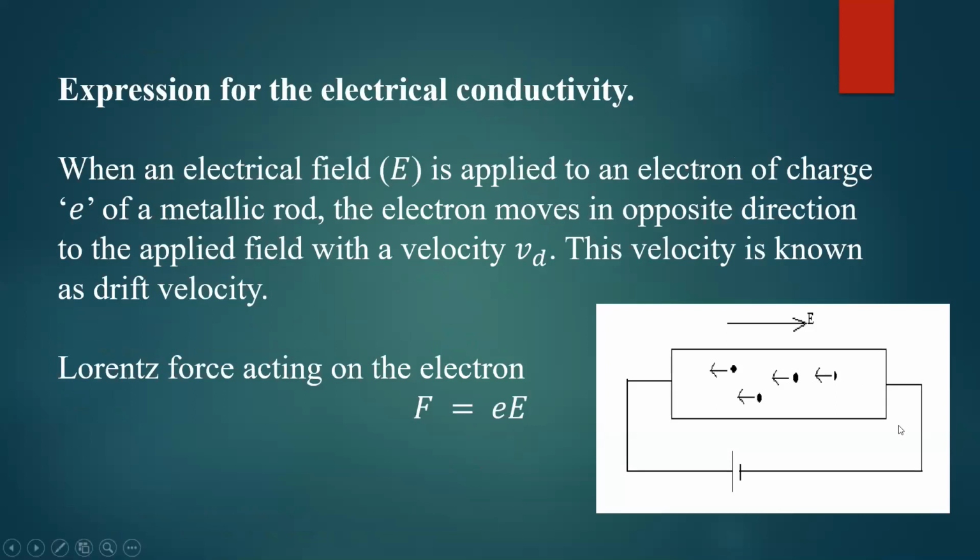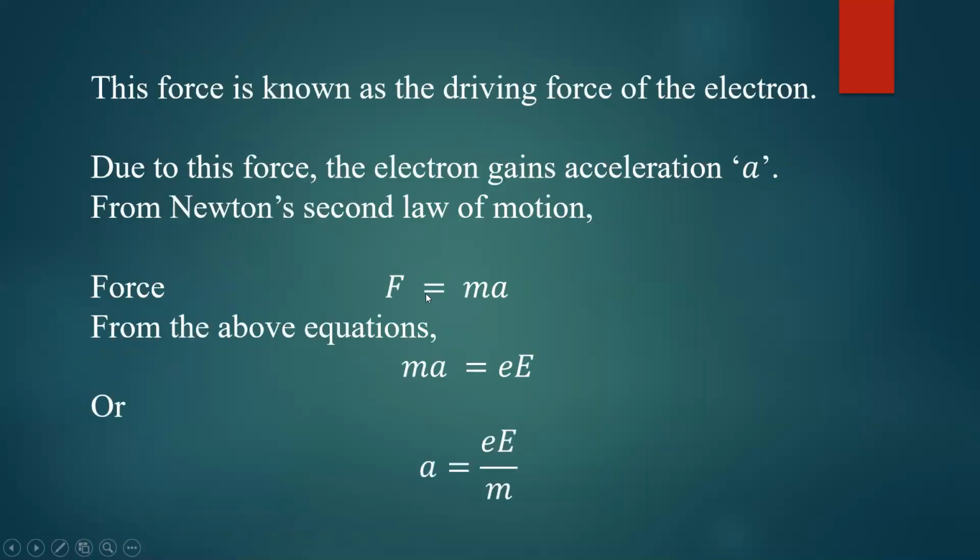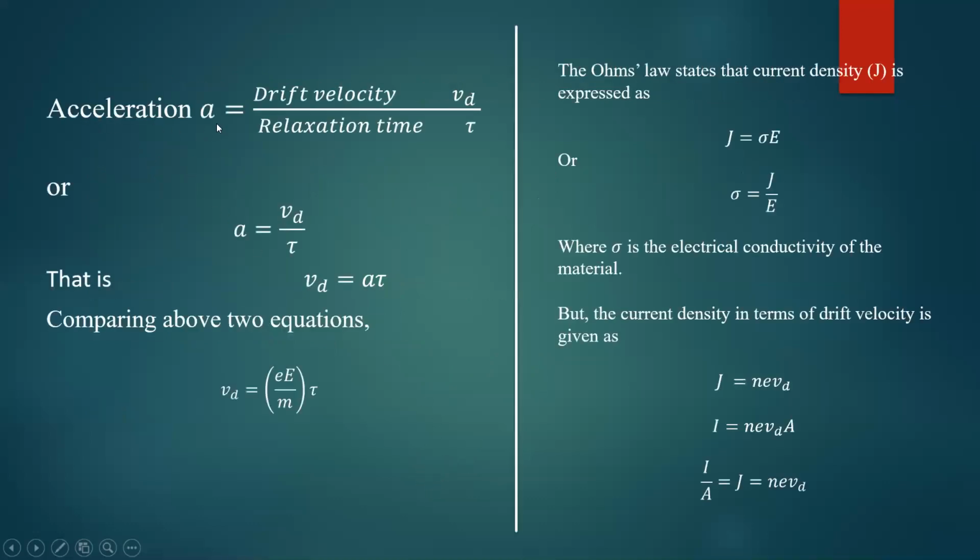First, we have to assume a conductor to which an electric field is applied by means of a battery. Electric field E is applied. Charge of the electron is small e, and it will acquire the drift velocity vd. It will get accelerated. Then the force acting on the electron is e into E. Then apply Newton's second law: force is given by m into a. Equate these two, so m into a should be equal to e into E. Therefore you get the acceleration. Next, acceleration a is equal to drift velocity by relaxation time, velocity by time. So the drift velocity vd is equal to acceleration into time tau. Then substitute for acceleration: vd equal to e E by m into tau.